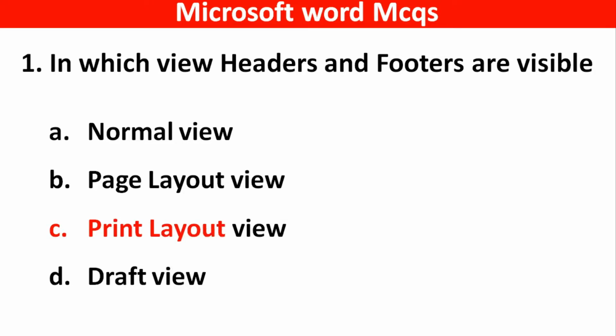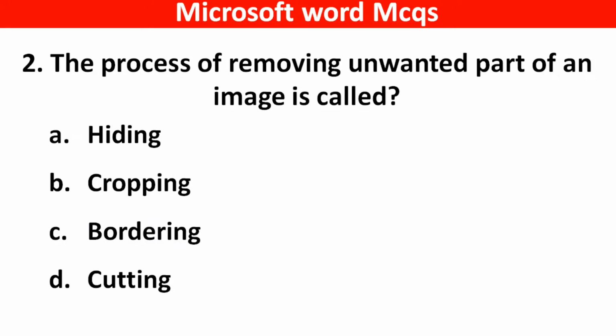Right answer is option C, Print Layout view. Next question, the process of removing unwanted parts of an image is called? Right answer is option B, cropping.